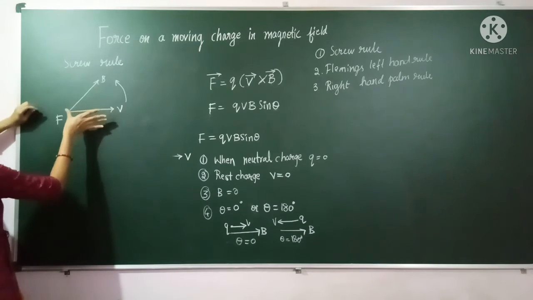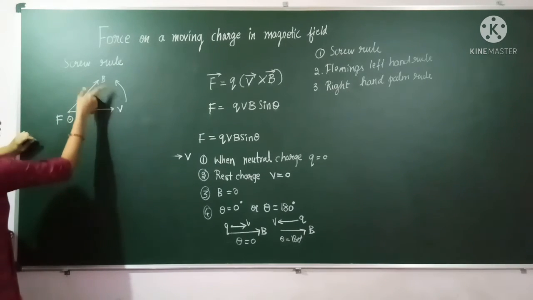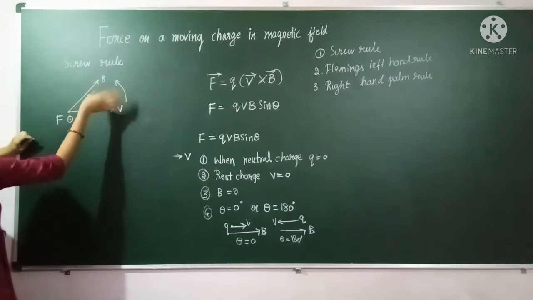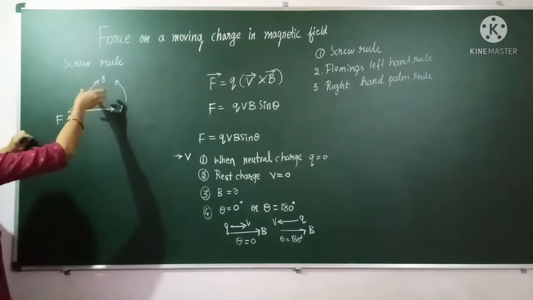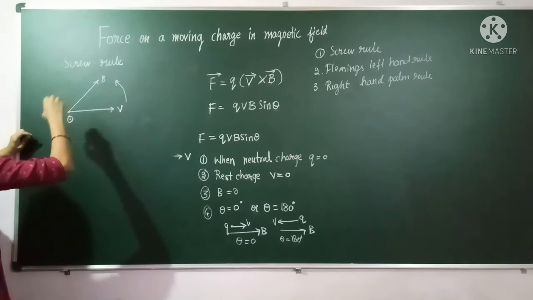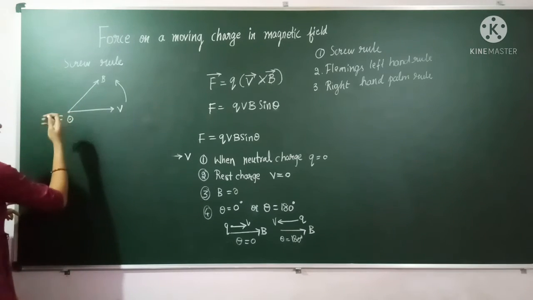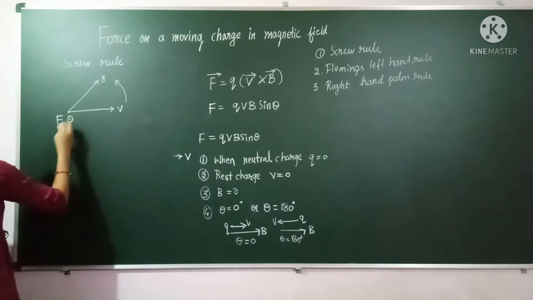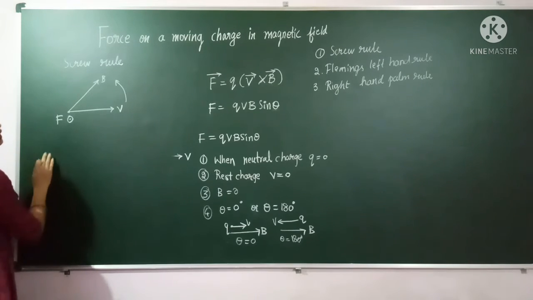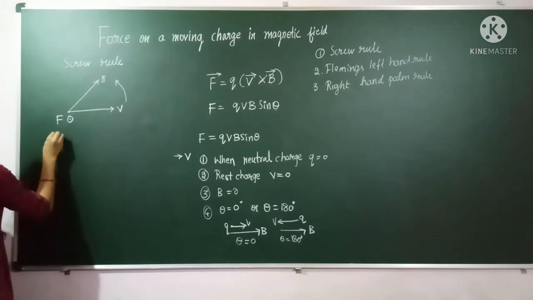Screw rule means you have to rotate the screw from V to B. So like this, if you rotate, then you can see that the screw is coming outward. So the force is outward. Next, after that we will take Fleming's left hand rule.